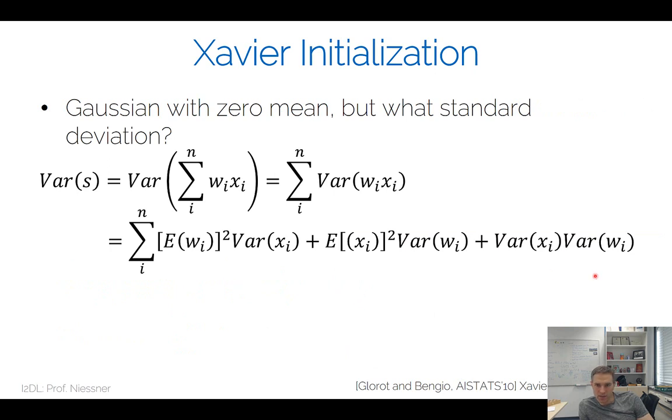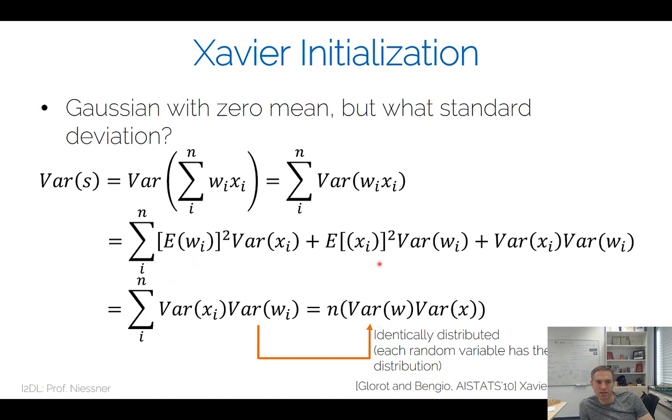And then we're rewriting it. What we're getting is, because we want to make sure that this is zero mean, and this is also zero mean, then we can get to something that looks like that. We see here variance of x times variance of w, right? These are our two inputs. And then we move this n out. This is an identical distribution. Each random variable has the same distribution. And we move this n out. This is basically the number of neurons.